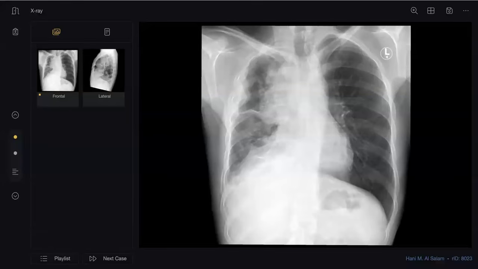Yeah, this is your first case. Adult male, no history available. Okay, so this is a frontal radiograph of an adult male.